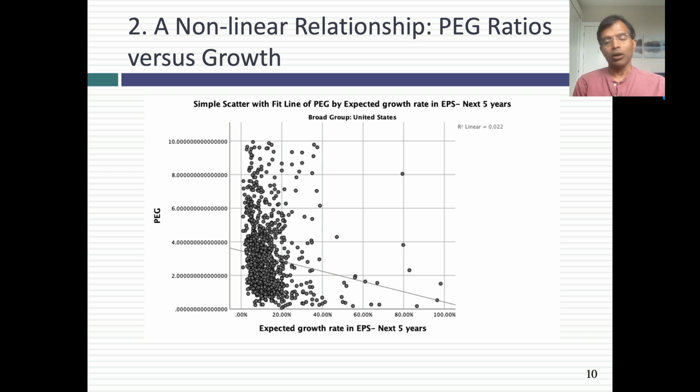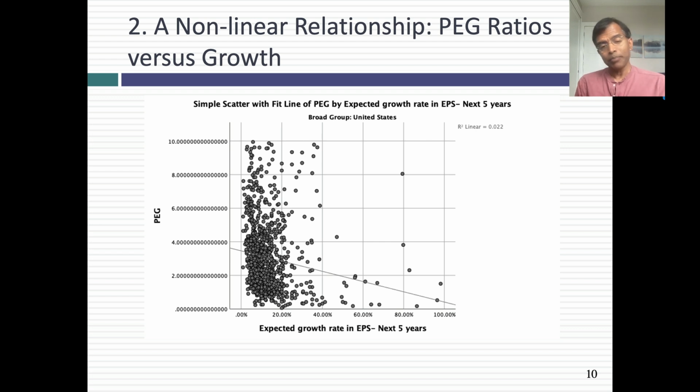Let's take a second phenomenon you could run into. Remember the regression of price earnings against growth? I started with a scatter plot and it looked pretty linear to me, so I ran a linear regression. There's another pricing multiple called the PEG ratio. You're saying, what's a PEG ratio? It's a PE ratio divided by the growth rate. So if I have a company with a PE ratio of 20, with a growth rate of 10%, 20 divided by 10 is 2. Its PEG ratio is 2.